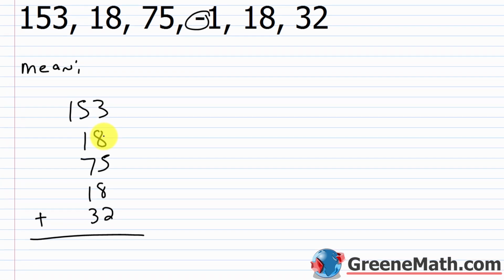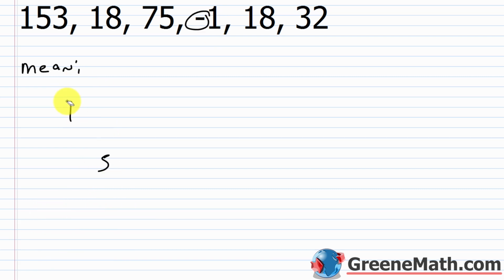So 3 plus 8 is 11, plus 5 is 16, plus 8 is 24, plus 2 is 26. So put a 6 down, carry the 2. 2 plus 5 is 7, plus 1 is 8, plus 7 is 15, plus 1 is 16, plus 3 is 19. 9 down, carry the 1. 1 plus 1 is 2. So you have 296 as your sum. You're going to add that to -1 and get 295.